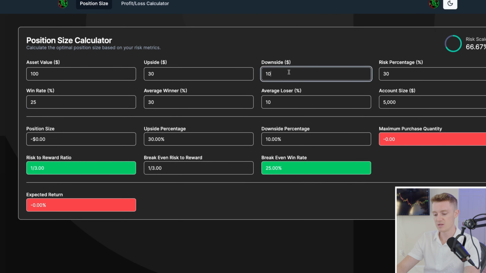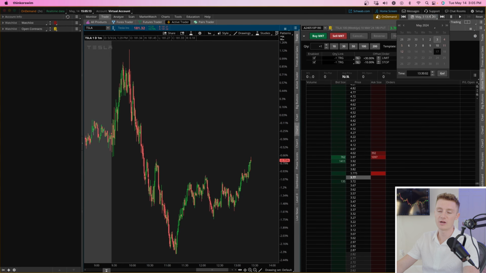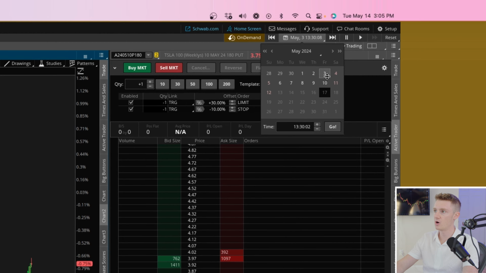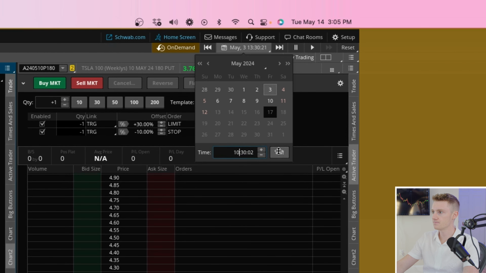Let's make an adjustment. Instead of having a downside of 10%, let's adjust our downside to 15%, and let's trade a 1 to 2 risk to reward. We're going to start back over. Let's say we started on May 3rd at 10:30.